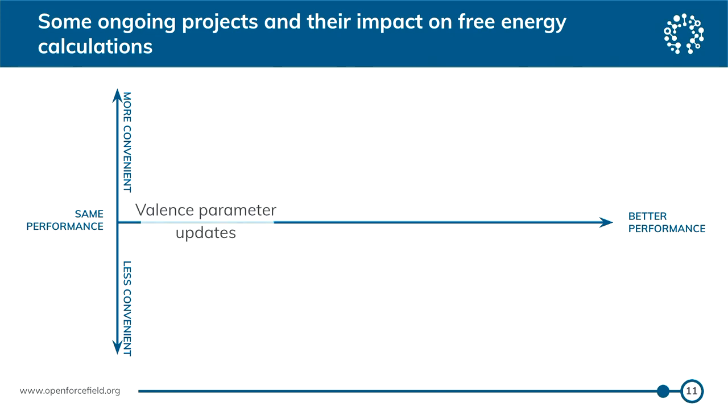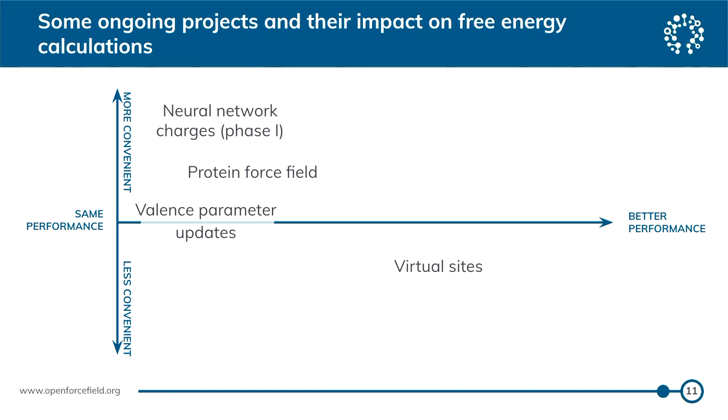So valence parameter updates, for example, they would sit roughly at the origin of this graph. While they have improved the force field in many ways, we don't typically see any impact on the free energy benchmarks that we've run. And they don't make it any easier or harder to run simulations compared to our previous force fields. I have 3 projects that do depart from this origin a bit. So today, I'd like to talk about our protein force field effort, our neural network charge model for assigning partial charges, and touch a bit on a project to add virtual sites to our force fields. And I'll explain why everything is where they are as I get to each project.